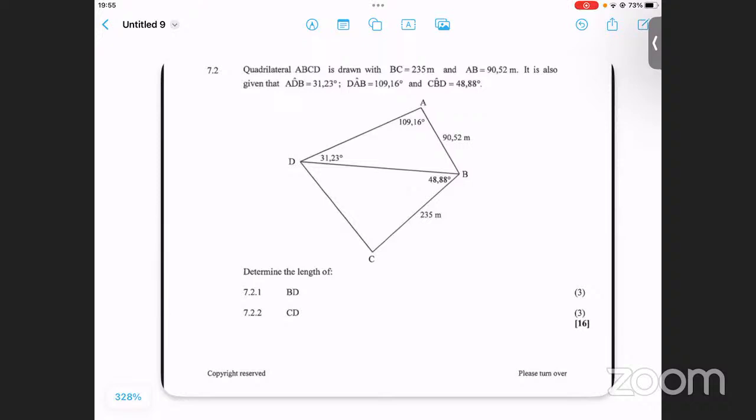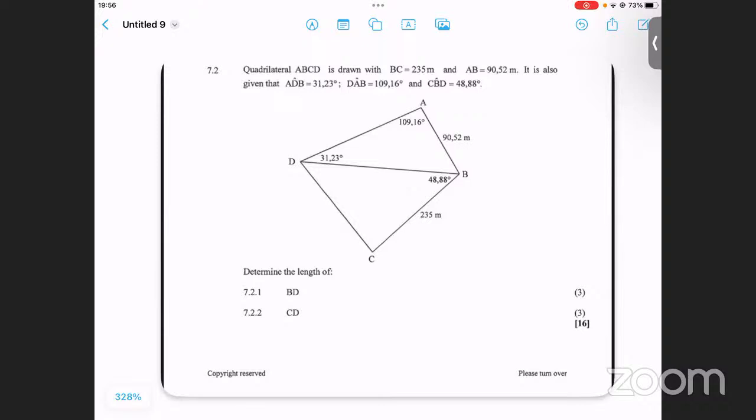Quadrilateral ABCD, BC being equal to that, and then AB equals to that. It is also given that in triangle ADB, angle D is 31.23 degrees, angle A in triangle DAB is equal to 109.16 degrees, and angle B in triangle CBD is equal to 48.88 degrees. Determine the length of BD for 7.2.1.